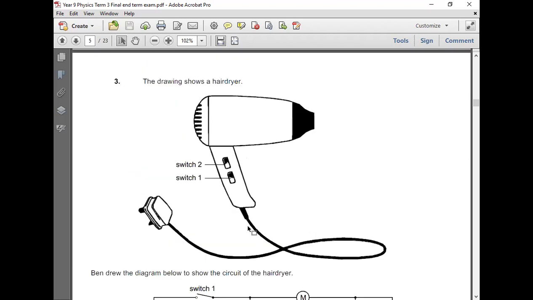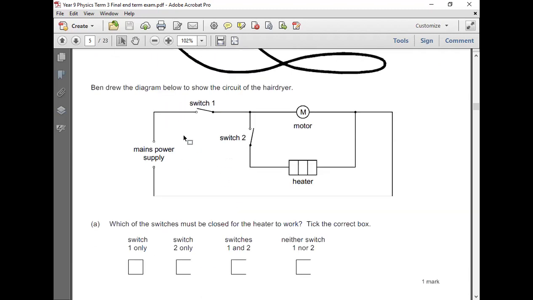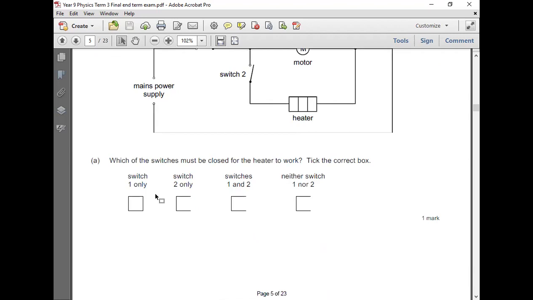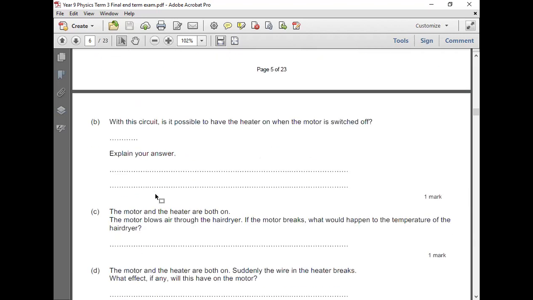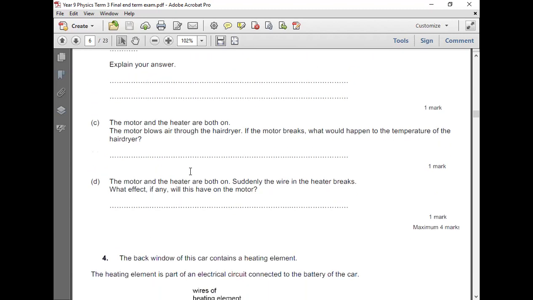Question number 3. The drawing shows a hair dryer. So you can see the hair dryer. Ben draws a diagram to show the circuit of the hair dryer. You can see this switch, this is the motor, this is the heater, this is the second switch, and that's the main supply or main power. Which of the switches must be closed for the heater to work? Tick the correct box: the first switch, or the second switch, or switch 1 and 2, or neither switch 1 or 2. With this circuit, is it possible to have the heater on when the motor is switched off? Explain your answer. The motor and the heater are both on. The motor blows air through the hairdryer.